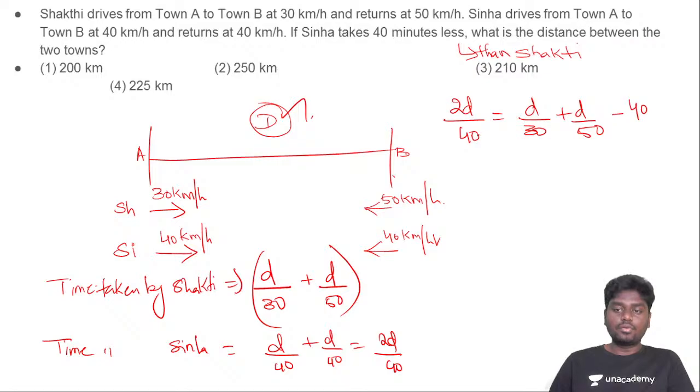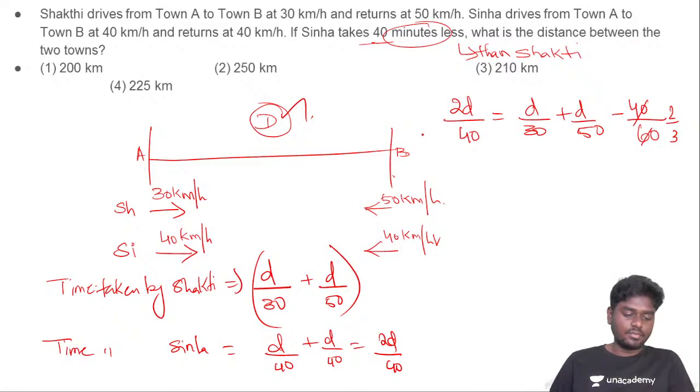Here, if you try to notice, the speeds are given in hours. But if you try to see this 40, it is given in minutes. So try converting this 40 minutes into hours. It becomes 40 by 60, which is ultimately 2 by 3. That's it. Now try to solve this, guys.